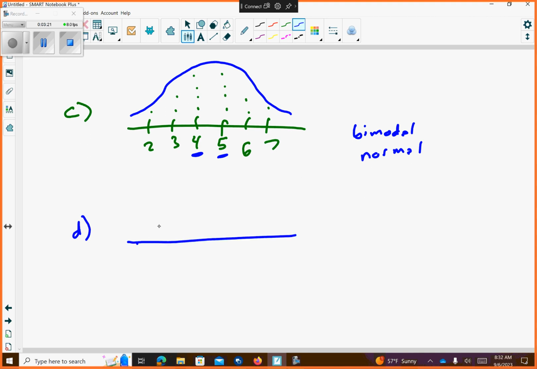Letter D, I have 3, 4, 5, 6, 7, 8, 9, and 10. All right, 3, there's 1. There's none for 4. There's 1 for 5. 6, there's 1. 7, there's 2. 3 on 8. What was A? Skew right.